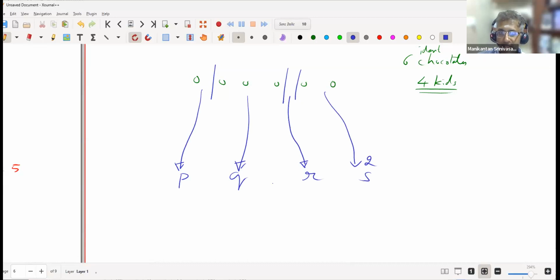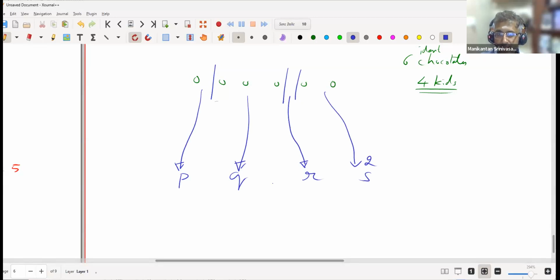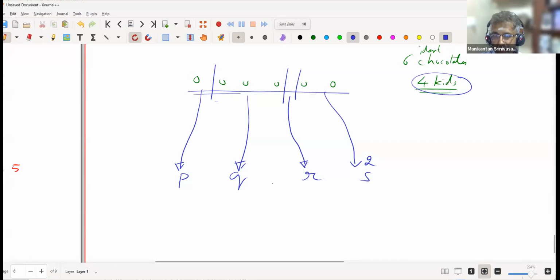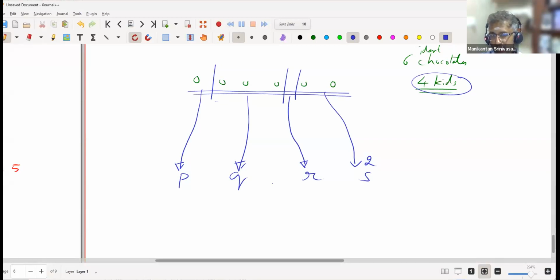So what do you have to do essentially? You'll have to insert these 3 partitions, 3 partitions because there are 4 kids, right? So in other words, I have to form a 9-letter word with 6 circles and 3 lines, right? The circles, 6 A's and 3 B's, whatever you want to call it, right? So in the 9-letter word, I'll have to select the 3 spots where the partitions come. 9 choose 3, right? Similar logic there also. Make sense, Kunal?